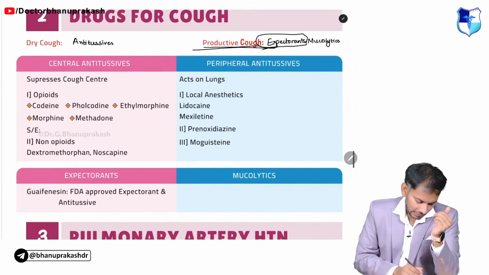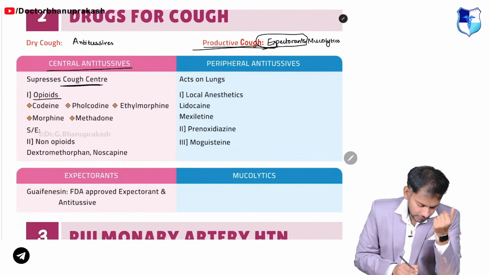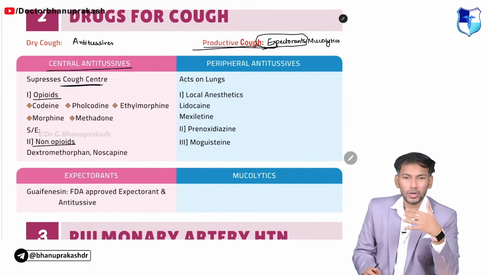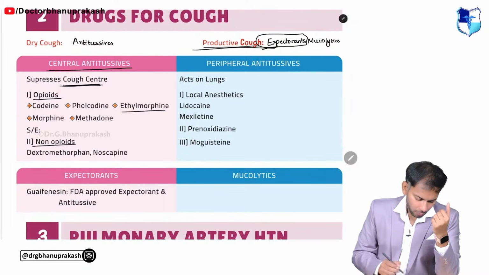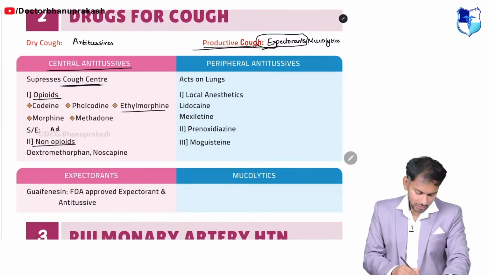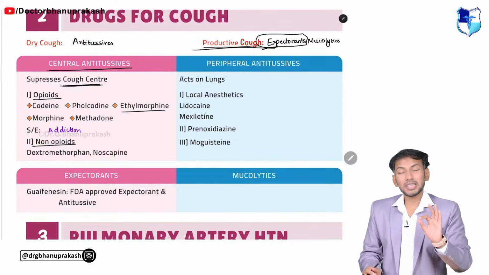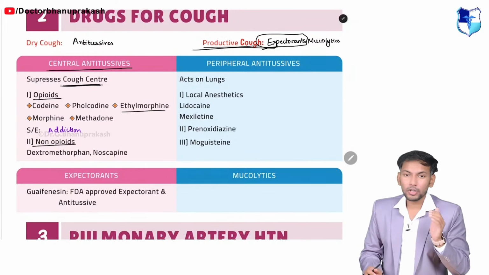We will see central antitussives, they are suppressing the cough center. In this we have two kinds of drugs: opioids and non-opioids. Opioids are codeine, pholcodine. You can see ethylmorphine, morphine, methadone. Yes, the side effect is addiction. It will cause addiction. That is the reason why in general practice you don't see codeine, pholcodine and ethylmorphine. You generally see the non-opioids being used.